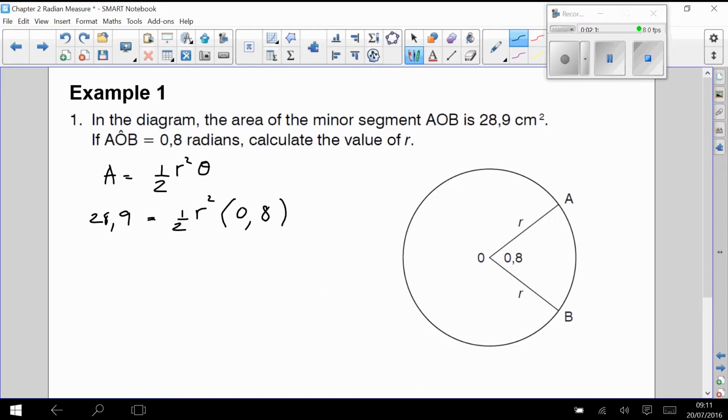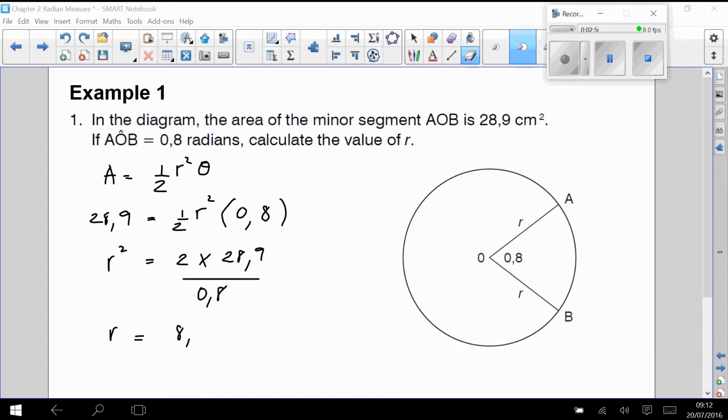Now, just by changing the subject of the formula and square rooting both sides, I'm going to find the radius. So the radius squared is in fact going to be 2 times 28,9 all divided by 0,8, which means that the radius is going to be the square root of that, which gives me an answer of 8. Sorry, not the radius squared. The radius is going to be an answer of 8,5, and that will be measured in centimeters.